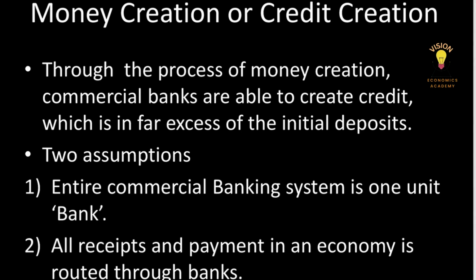But the key assumption that we take here is that when we are talking about bank, we are talking about entire commercial banks put together. So all the commercial bank system is denoted by one particular term, that is bank. So in our study, we are considering the entire commercial bank system as one unit, that is bank. And all the receipts and payments, all the transactions in an economy, are happening through banks only.